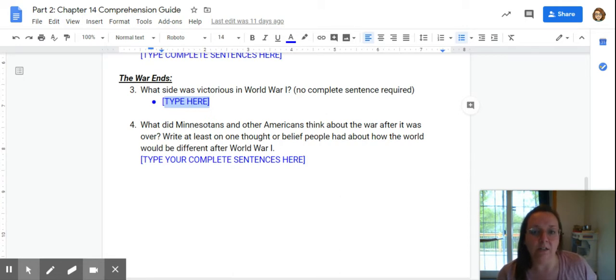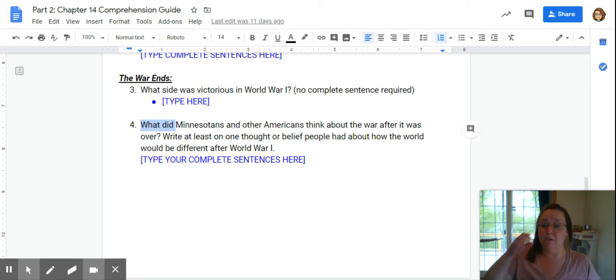So in a complete sentence, our question is, what did Minnesotans and other Americans think about the war after it was over? The 2 question words are right here, right at the beginning. What and did. So you could start our sentence, Minnesotans and other Americans thought war was, and your answer. That's it. Super simple.